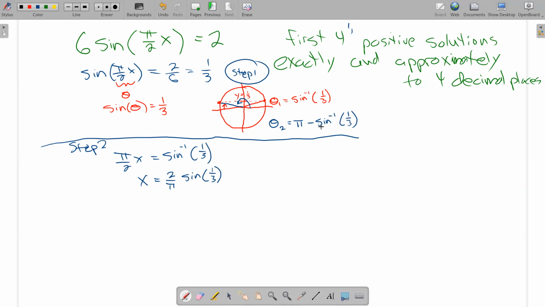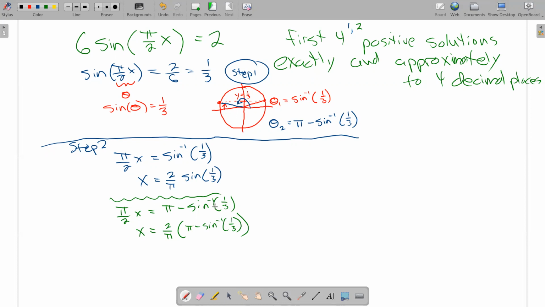My second one here: I have pi over 2 x equals pi minus the sine inverse of 1/3. And then I multiply by the reciprocal, so x equals 2 over pi times pi minus sine inverse of 1/3. So there's the second of those four positive solutions I'm looking for.